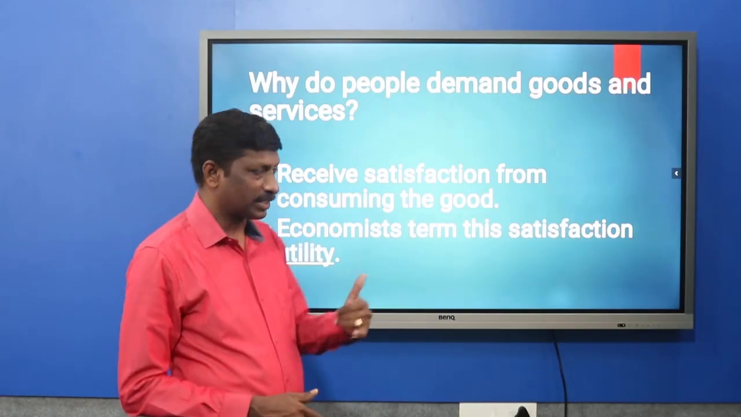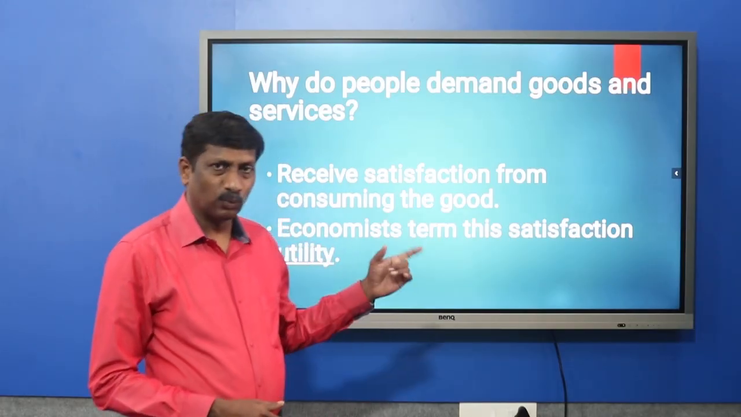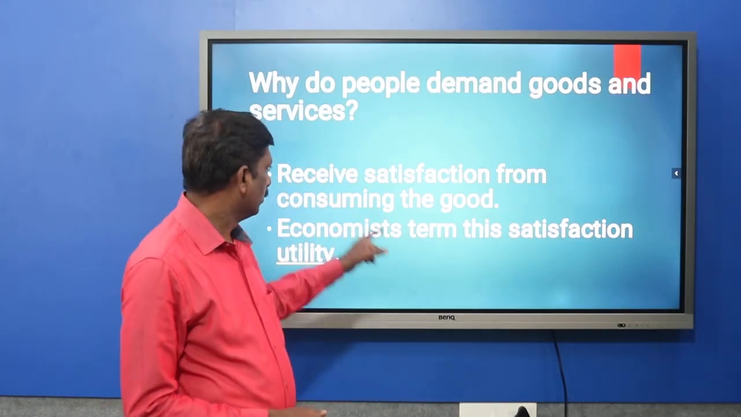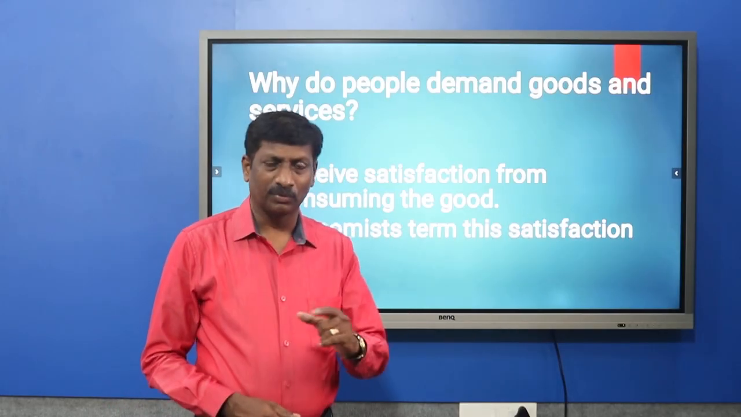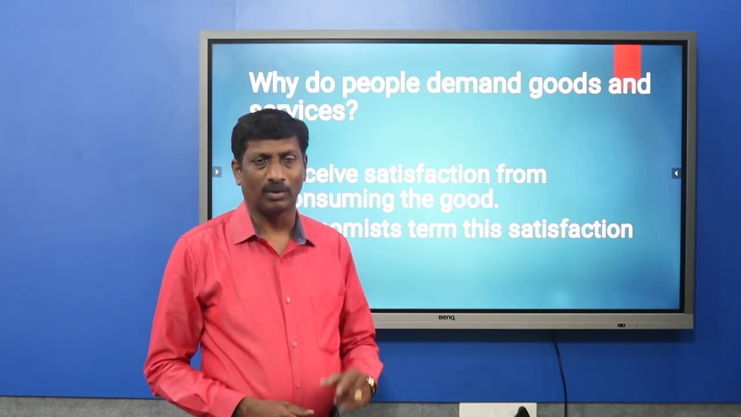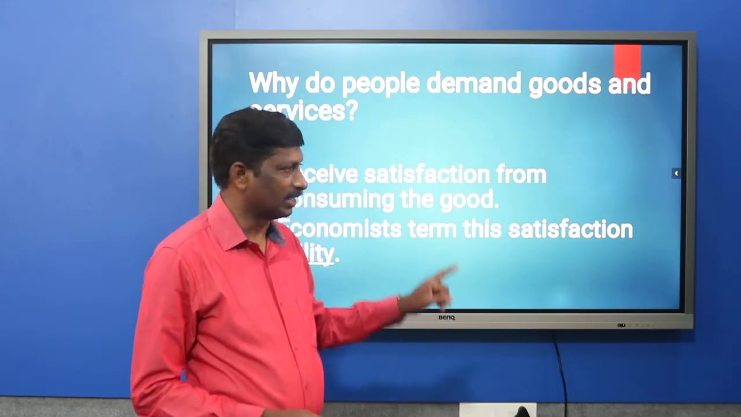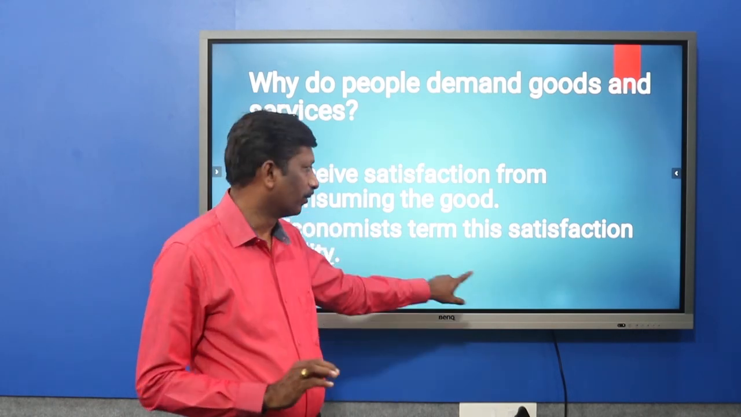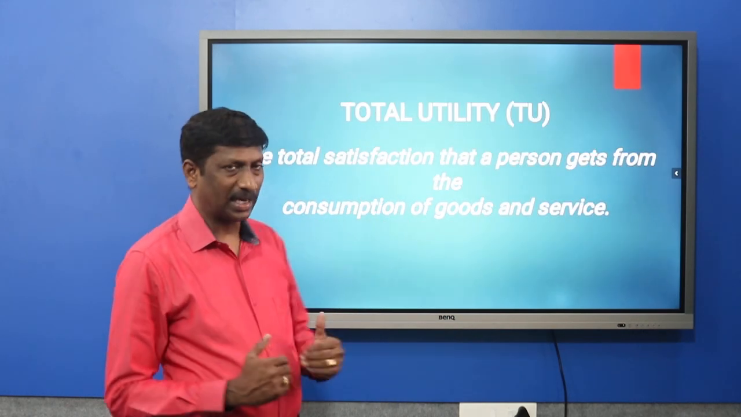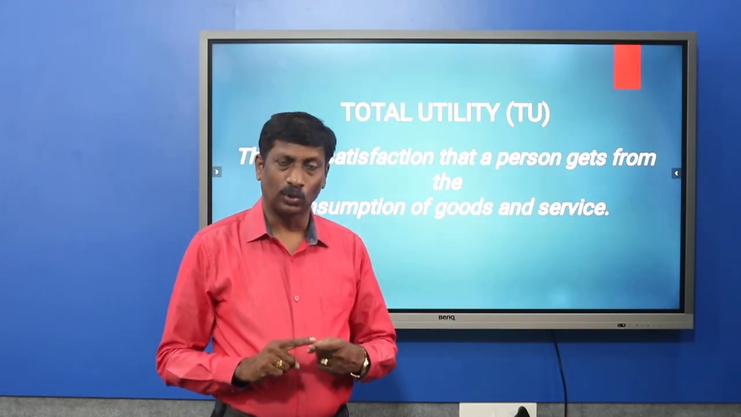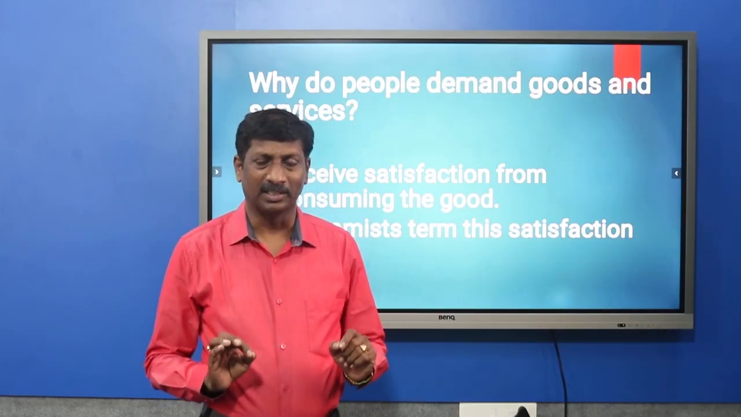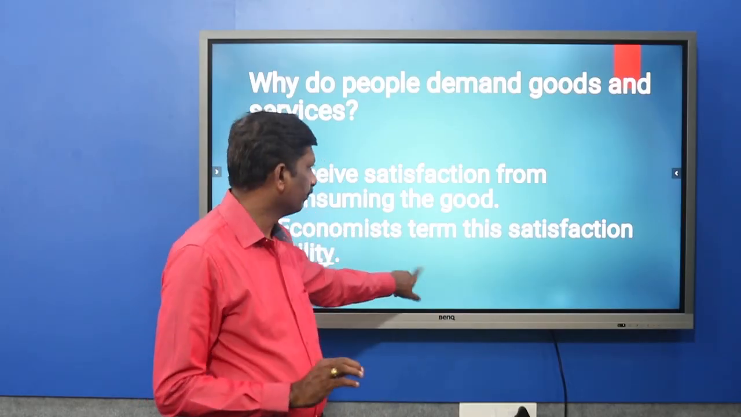Then we have to start with a question. Why do consumers demand goods and services? The ultimate objective of any selection of commodities by the consumer is to receive satisfaction from consuming the commodity. In economics, the term satisfaction is termed as utility. Utility is the want satisfying power of a commodity.